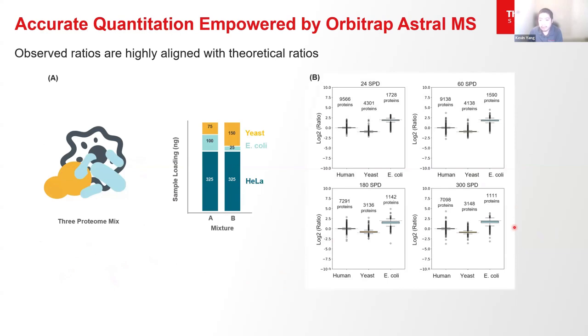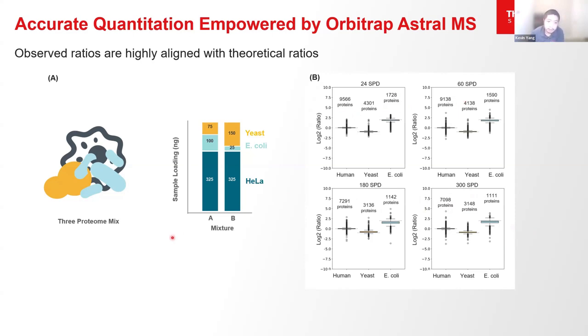So we tested 4 different throughputs to fulfill the needs of different people and also different purposes. We have higher throughput, 180 or 300 samples per day, which is good for the initial compound screening. Also, we have 24 or 60 samples per day, which can be used for the following validation when you need to get more in-depth coverage.